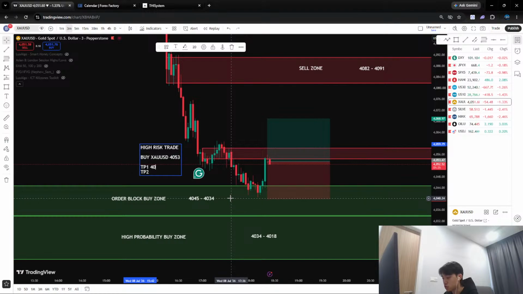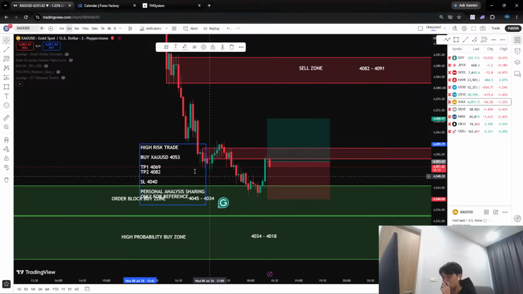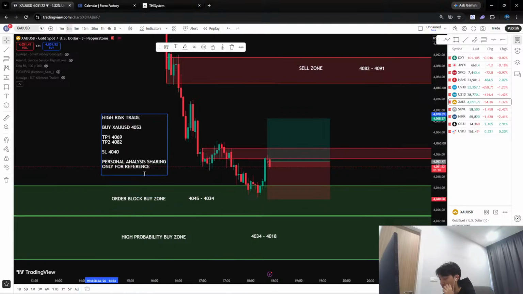What did I say? 4069. And then the second one is around 4082. SL is around 4040. So this is the trade that I have entered.